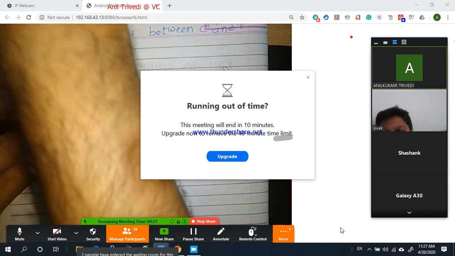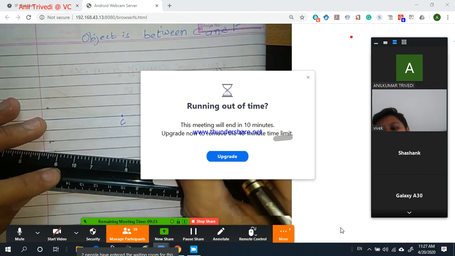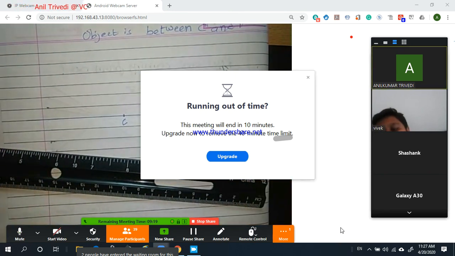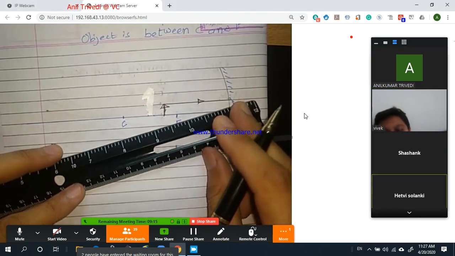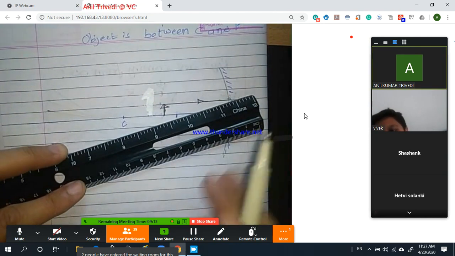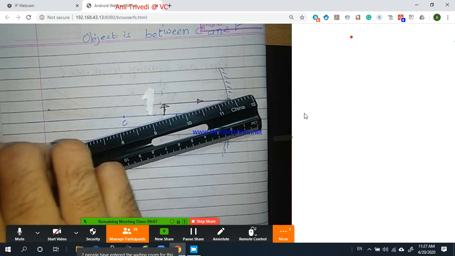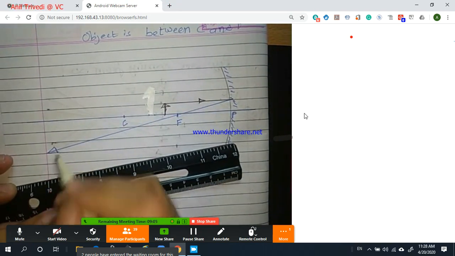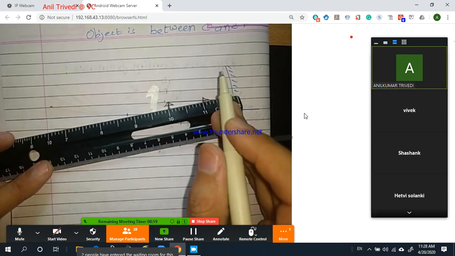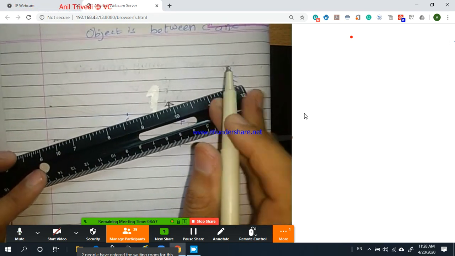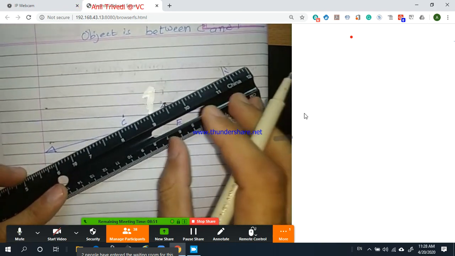This is a ray parallel to the principal axis now. Where would it pass through? Focus. So we'll use a blue color pen. This is the reflected ray. Okay, another ray has to pass through C. So one is this point, another is this point.